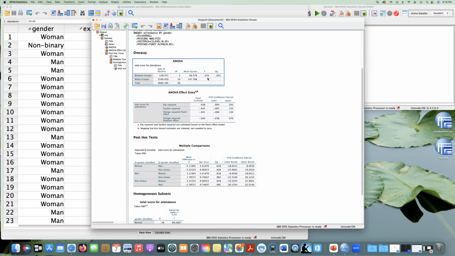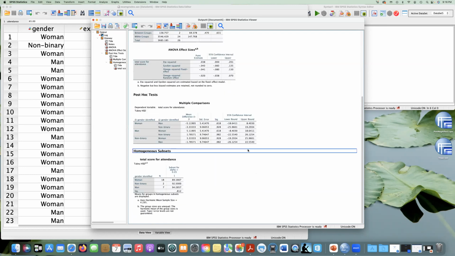And then our post hoc. You really only need a post hoc if this is significant. It's not. So it's not going to give us any new information, but you can see here that if you compare woman and man, the mean difference between those 2 groups on attendance is negative 0.512, gives us our standard error and our significance, so our p-value, and then our confidence interval. So you can see here that none of these are significant.